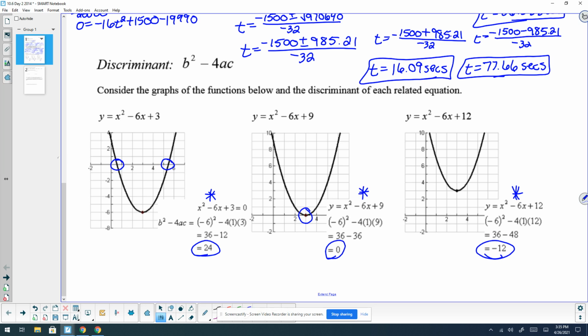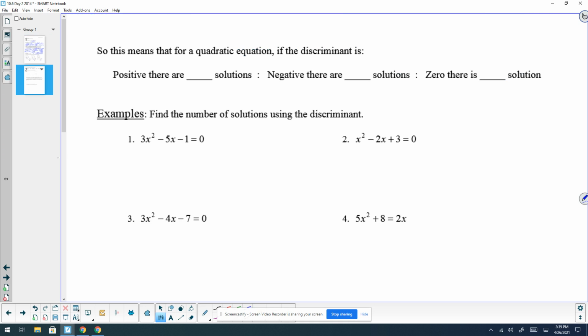So if you remember from our last unit, if I take the square root of a positive number, I'm going to get 2 solutions. I'm taking the square root of my discriminant. So that would tell me that I have two solutions. If I take the square root of a 0, I have one solution. If I take the square root of a negative, I would have no solutions, okay? So that is what our discriminant will actually tell us.